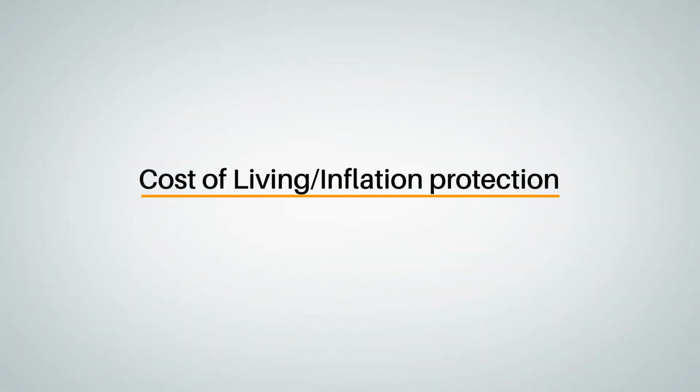Another common rider is the cost of living or inflation protection rider. As its name suggests, this rider can be purchased so that the payouts are increased annually, protecting the annuitant from price increases. This rider can be tied to a specific living index or have a set rate of increase in anticipation of inflation rates.